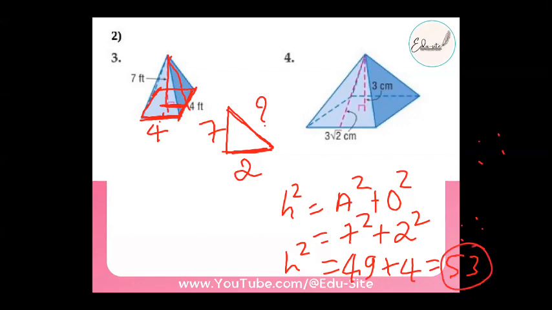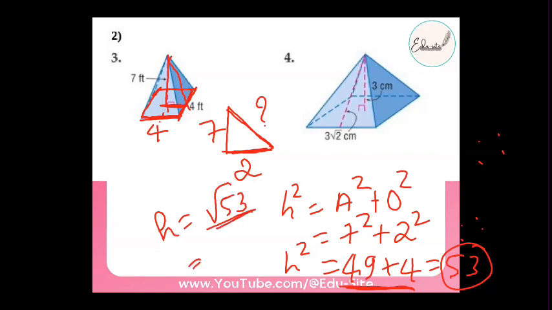What is 49 plus 4, beta? 53. Yes, it is 53. What about hypotenuse? Hypotenuse is equal to root of 53, right? Can we not write this root of 53 as something else? Can you split it and write it in some other way?